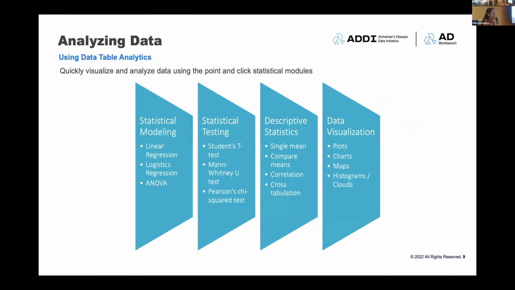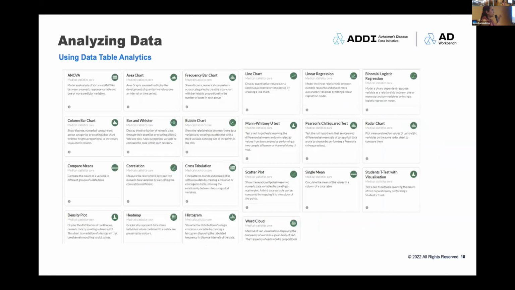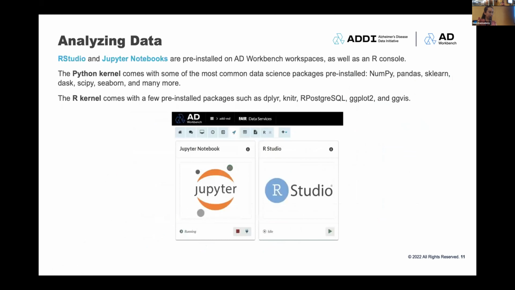So this is some of the analysis that you can do. You can do statistical modeling, testing, descriptive statistics, data visualization. I think this looks better. Each model explains exactly what you can do with that. And again, in the little icon on the bottom left, you can always go into our knowledge base and see how that can help you and what you need.